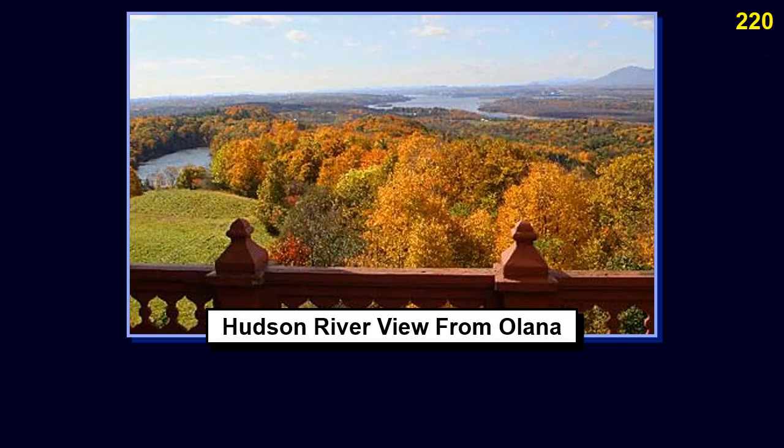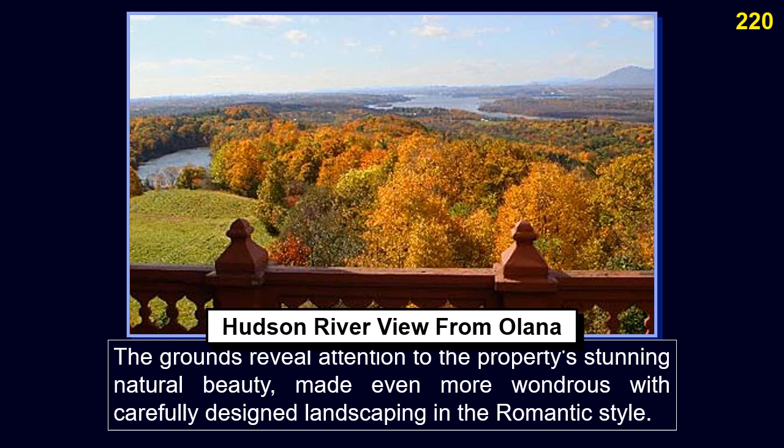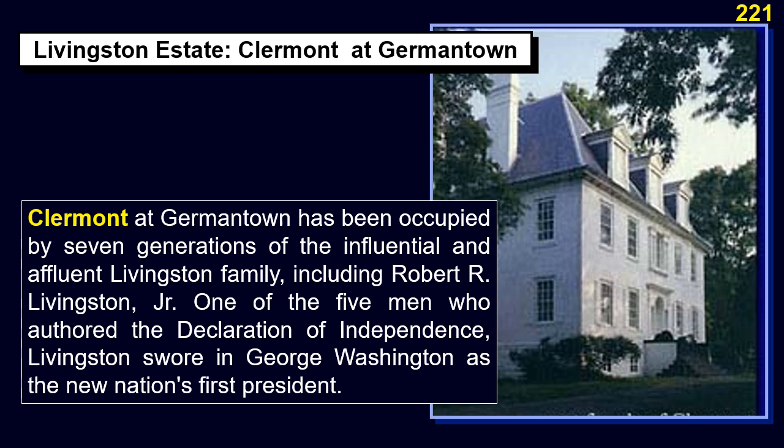The grounds reveal attention to the property's stunning natural beauty, made even more wondrous with carefully designed landscaping in the Romantic style. Clermont at Germantown has been occupied by 7 generations of the influential and affluent Livingston family, including Robert R. Livingston, Jr., one of the 5 men who authored the Declaration of Independence.